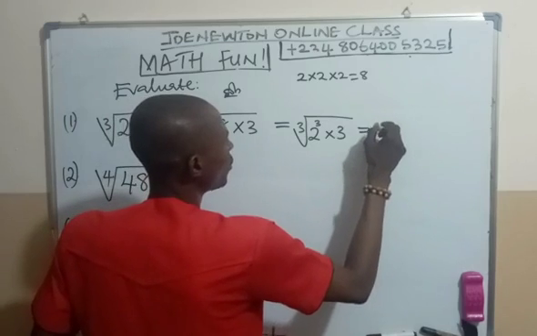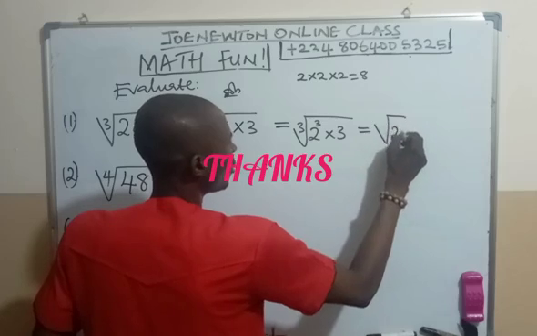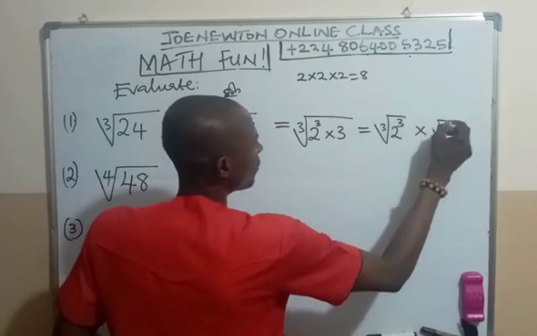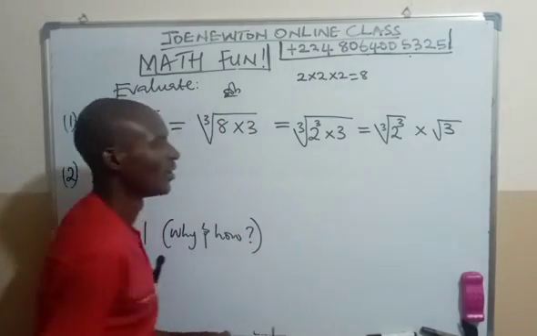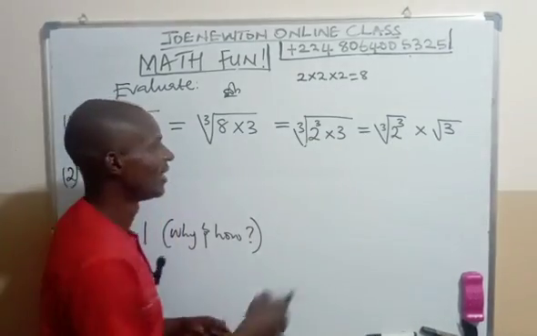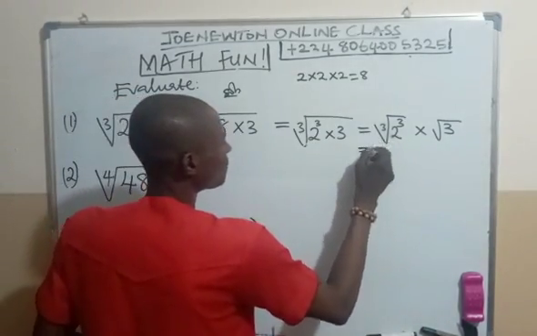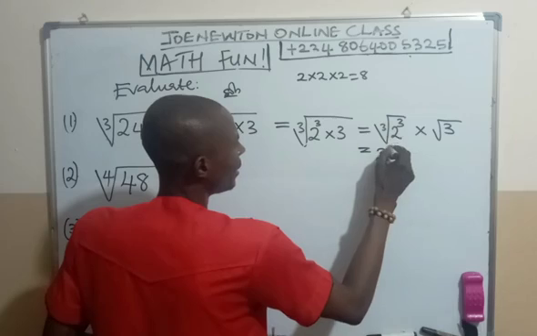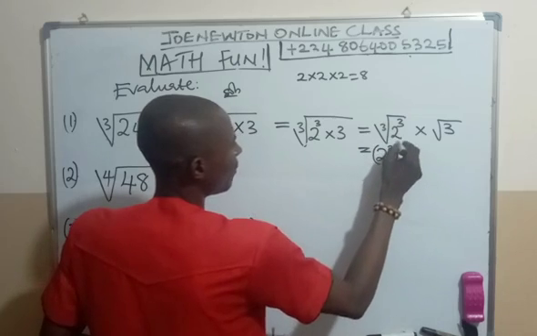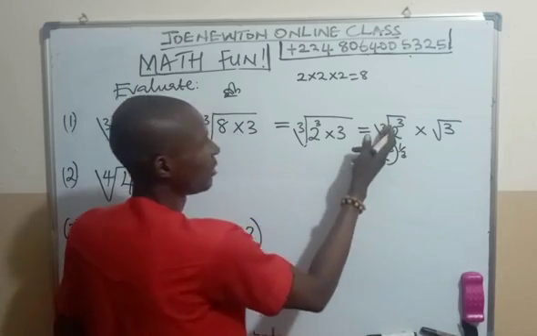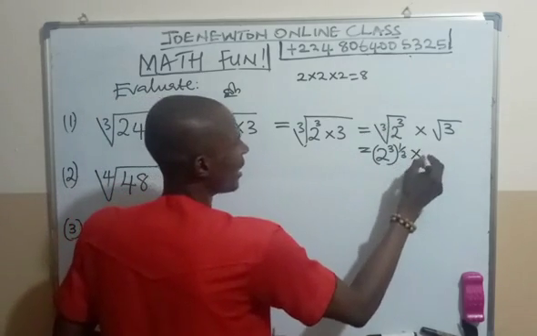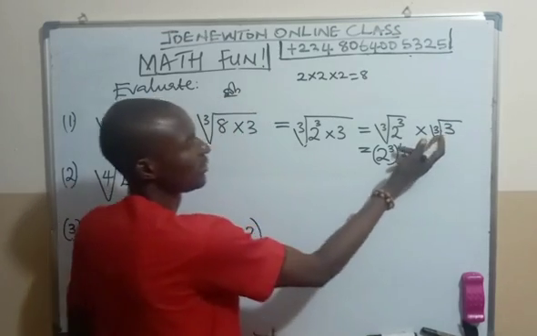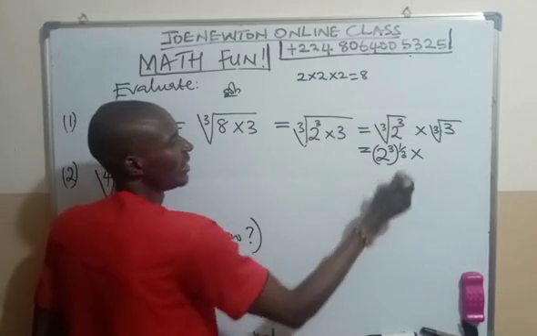This will be equal to cube root of 2 raised to power 3 times cube root of 3. When you separate them, you get this. Quickly, this will give us 2 raised to power 3 bracket 1 over 3. That's the meaning of this. Times, sorry, this is cube root. When you separate them, you have this and this.